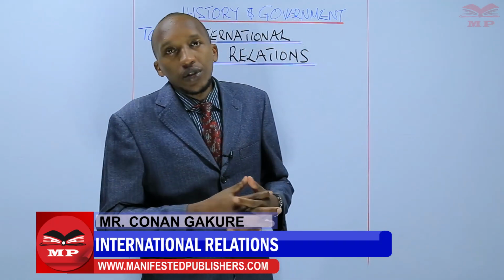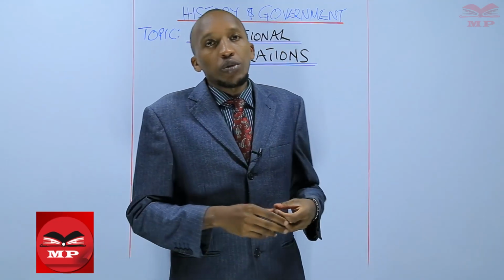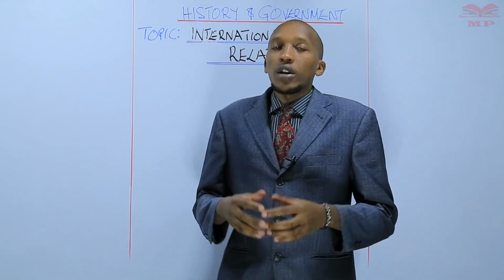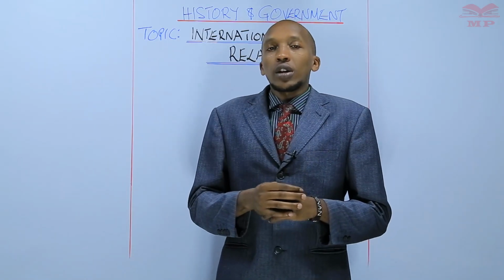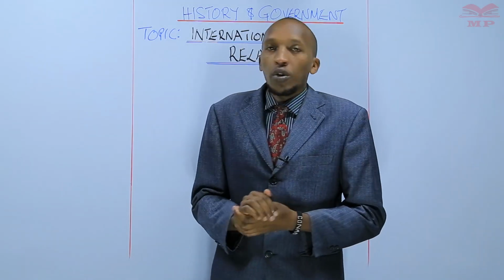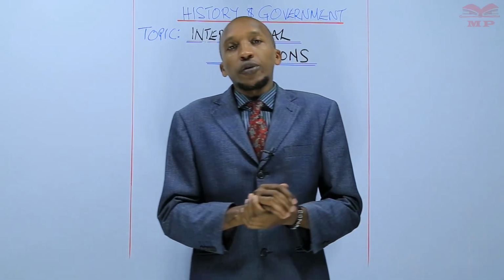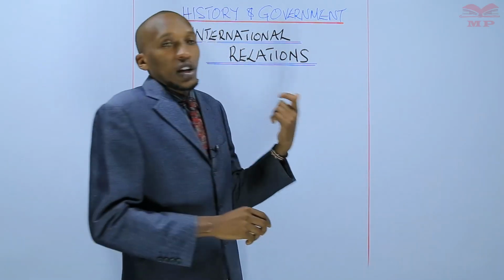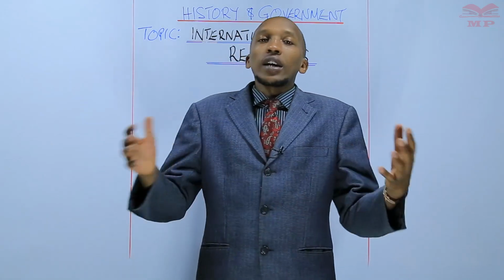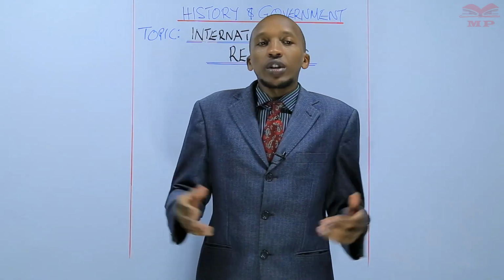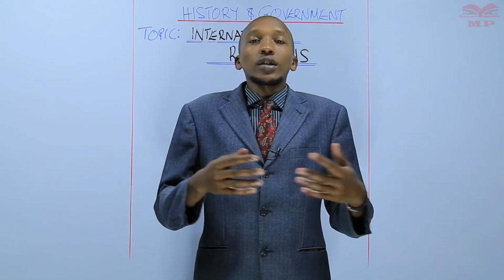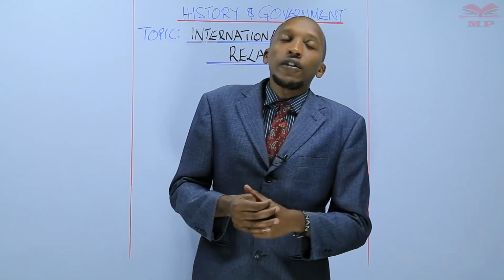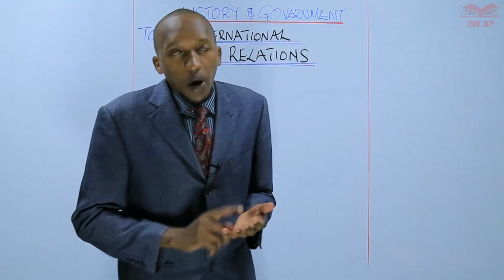We're going to have a lesson in history and government, Form 4. The topic is international relations. As we have learned, I would want us to have a brief overview of what we have covered so far. We said international relations is the situation where the countries of the world come together and cooperate or relate with one another. And this especially happened immediately after the Second World War.